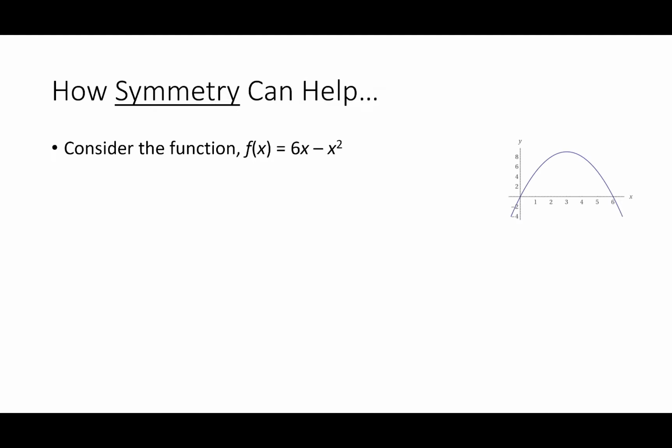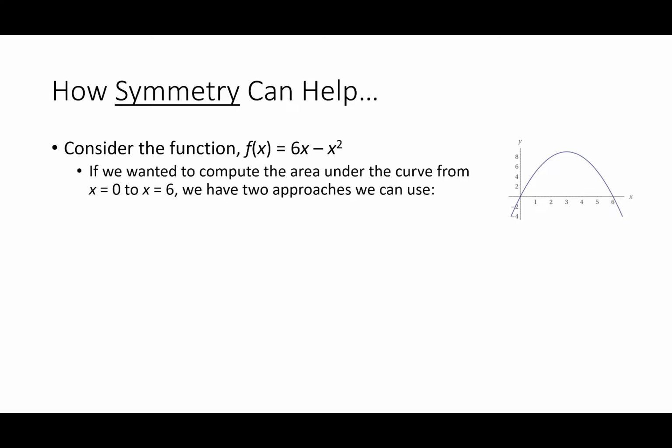What happens when you graph that function? Well, it looks a little something like that. That, to me, looks like a moment diagram. It crosses the x-axis at x equals 0 and x equals 6, okay? Now, if I wanted to compute the area under the curve from x equals 0 to x equals 6, how do you do that? How do I compute the area under this curve from x equals 0 to x equals 6?